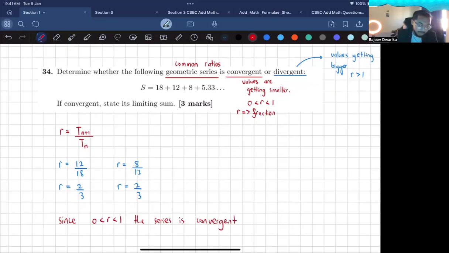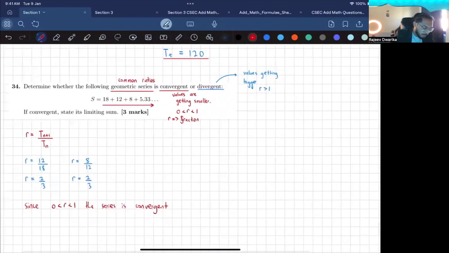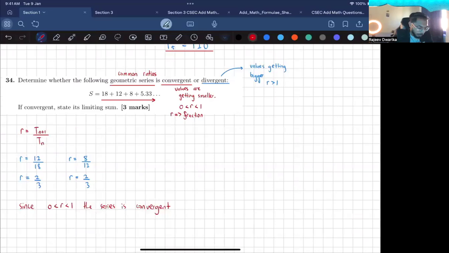So Kiara, keep that in mind. If you got a value for r that was more than 1, you would say since r is more than 1, the series is divergent. Since we recognize it's a convergent series and the value is getting smaller, any values would eventually get so small, they wouldn't have any significant value. So we proved that it was convergent.